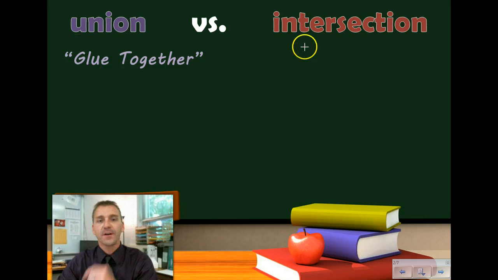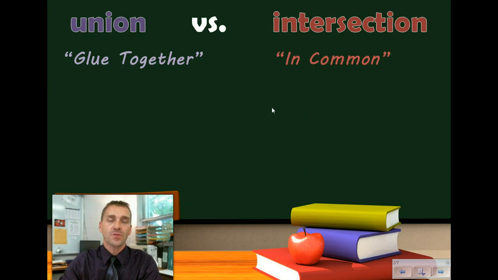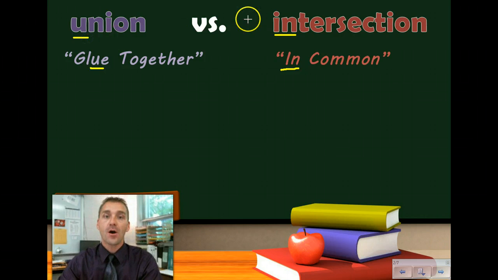Okay? Over here to the right, intersection. The best way I could tell you what intersection is, if you focus on the first two letters, intersection is those things that the picture or the sets have in common. So again, in common is intersection. In common's intersection. Glue together is union. Easy way to remember.